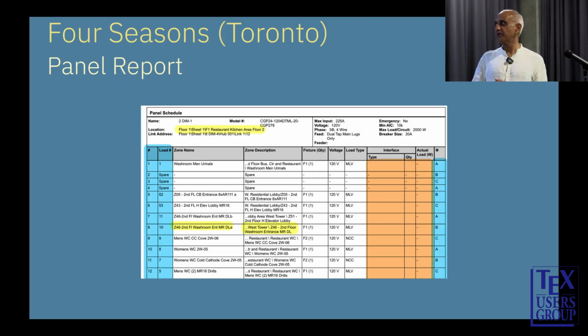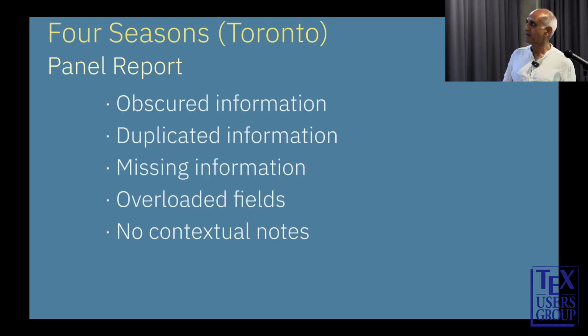And this is the documentation we get to work with. You have lots of blanks. You have this metronome of phase, A, B, C, D, which is ABC, ABC, which is useless. For some reason, you're given line numbers, which no one will ever refer to, alongside load numbers, which you might refer to. You've got duplicate nodes or leaves of the tree, and the real information you need are in the dots, which means that the report is completely useless. So what you've got is obscured information, duplicated information, missing information, overloaded fields, no contextual notes.